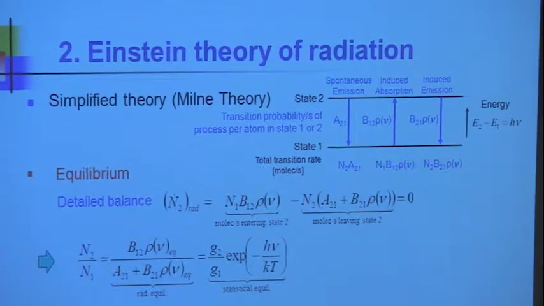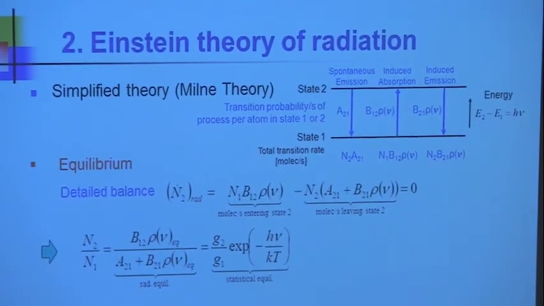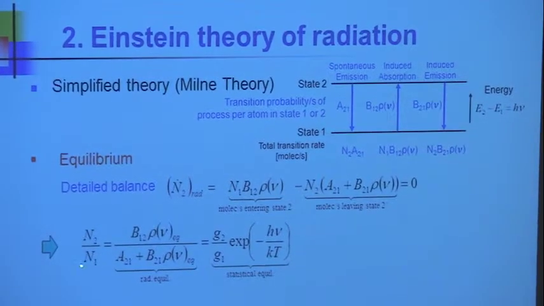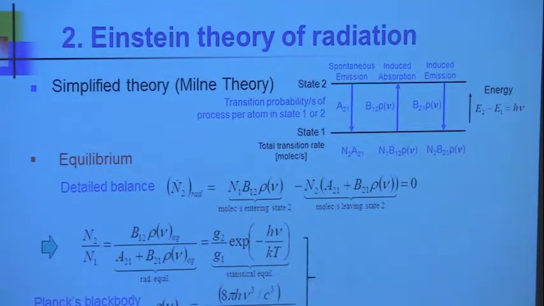Well, we know something else about equilibrium. We know the Boltzmann relationship. So we know that N2 over N1 is the ratio of the degeneracies and e to the minus delta E over kT. So we know two things about this relationship. When you set this equal to 0, you can solve for N2 over N1 and you get this result. Now we impose what we know from statistical mechanics. They both must be true at equilibrium.